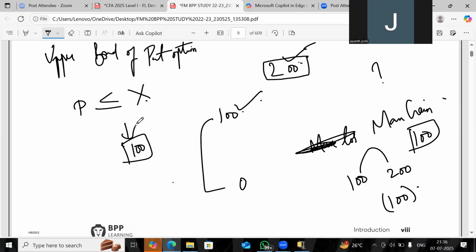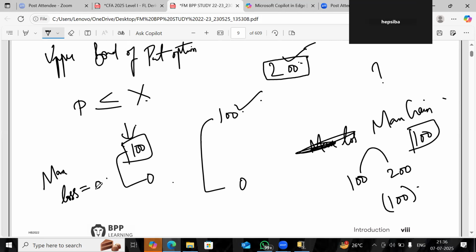See, if a stock can go to maximum, how much can it fall? It can fall to zero only, right? So what is the maximum loss, Hepzibah, if at all you only have a stock? 100. Maximum loss is 100. Yes, so maximum loss is 100.